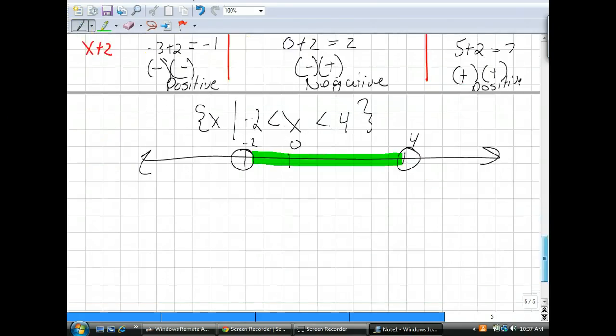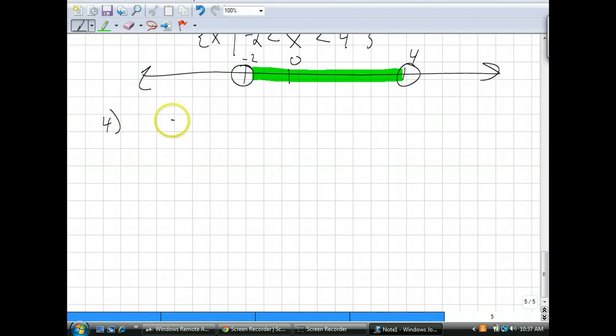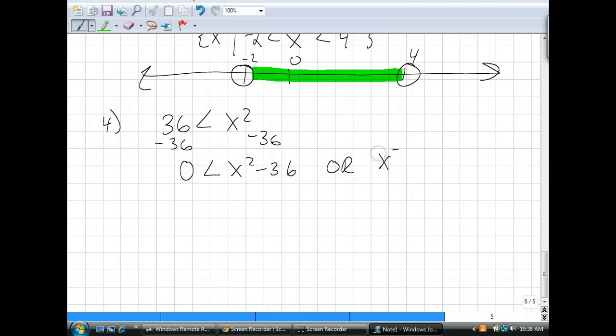Okay, example 4. I have 36 is less than x squared. Okay, so again, first step is to get a 0 on one side. So I probably would subtract 36 from both sides. So I have 0 is less than x squared minus 36. Or I could write that as x squared minus 36 is greater than 0. This is the way that we're more used to seeing it. So then the next step would be to factor it.